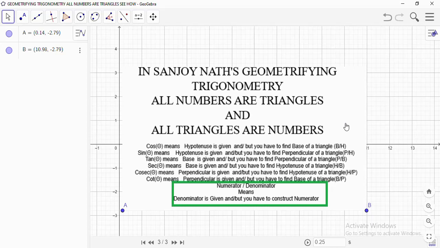This is the way we can think that every number is representable as a triangle and every triangle is represented as a number. If we take any two line segments from any triangle, and consider that out of these three lines, one line is the input line and any line from the other two is the output line, then the length of the output line divided by the length of the input line is a ratio, which is a number. This is the fundamental concept of multiplication and division in geometrifying trigonometry.